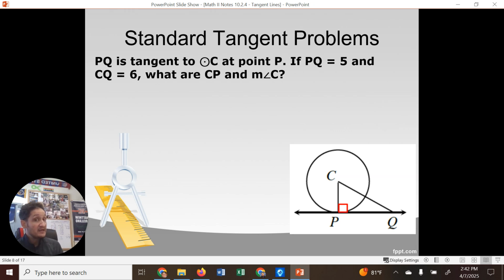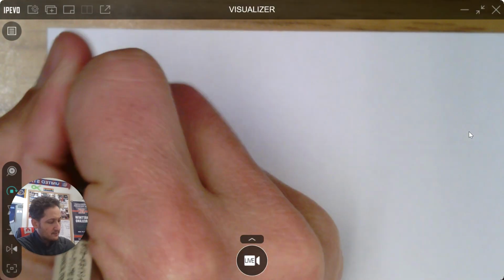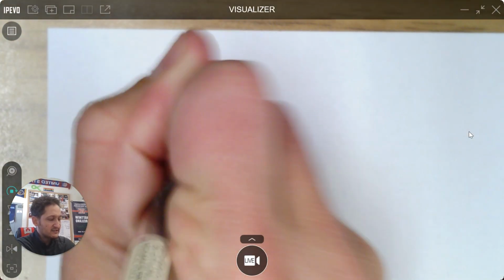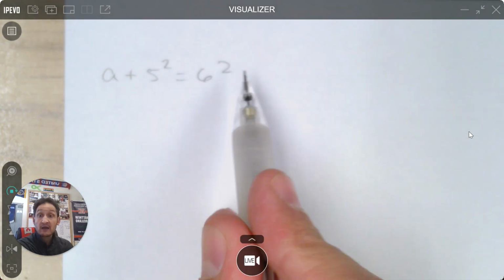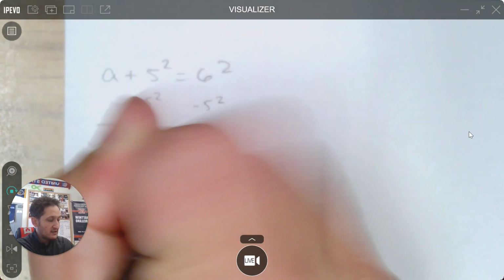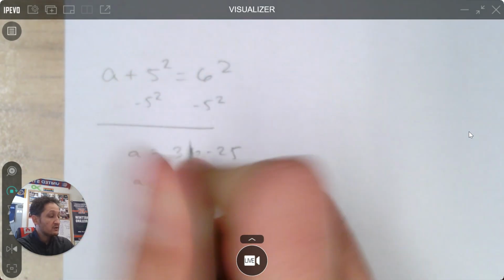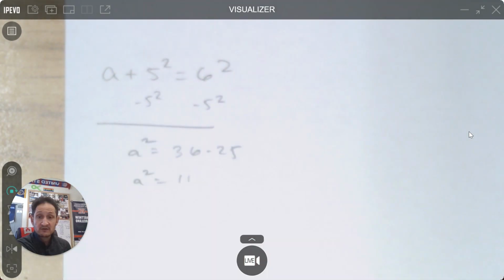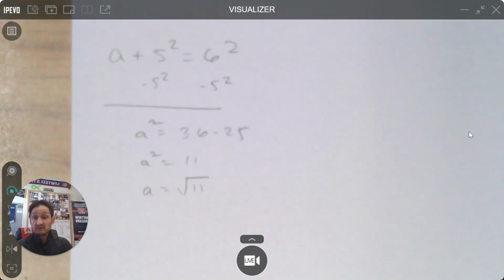So here, if I know PQ is 5, CQ is 6, and I'm finding CP, I'll say CP is A in essence. So A squared plus 5 squared is equal to 6 squared. It's just a Pythagorean theorem problem. This is the biggie: you've got to pay attention to the fact that my hypotenuse is C. I'll subtract 5 squared from both sides. A squared is equal to 36 minus 25, so A squared is equal to 11. So A is equal to the square root of 11, and of course only the positive version, because we're talking about an actual scenario.